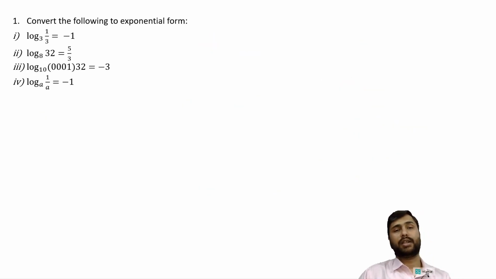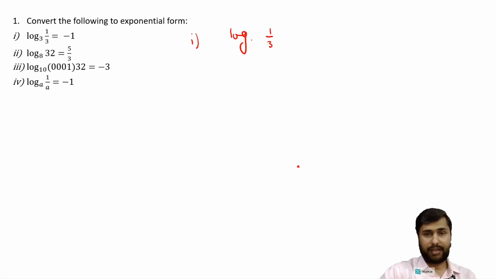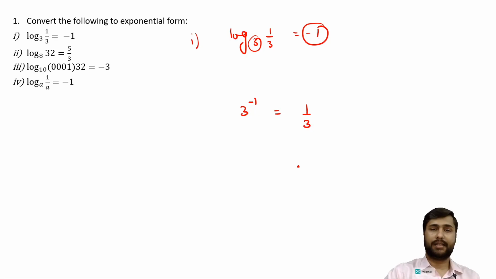Now moving to the next type of question, convert the following to the exponential form. Here in the question you are given the logarithmic form, and now you need to convert them into the exponential form. So let us have a look how we do that, right? In the first part it says log of 1 by 3 to the base 3 is equal to minus 1. So obviously this one is the base, the exponent, and the value, right? That is how we convert.